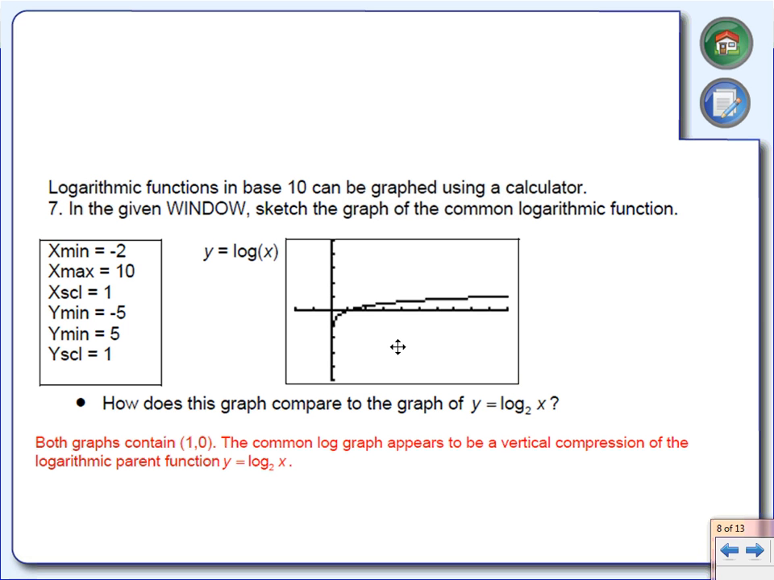Anybody remember what we call this kind of log when we have a base of 10? We had a name for this. What's that? Nope.